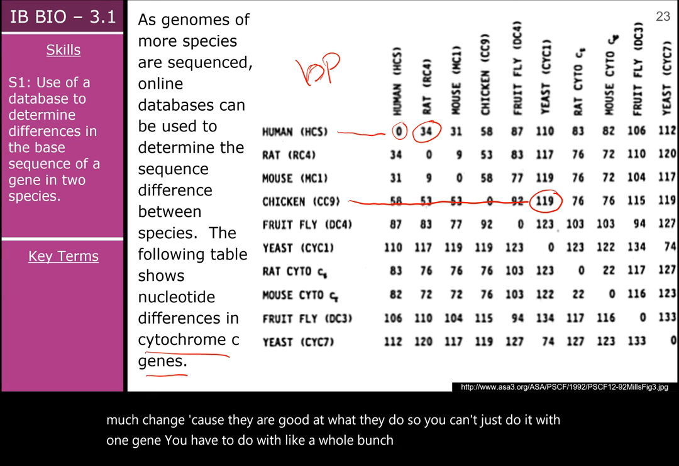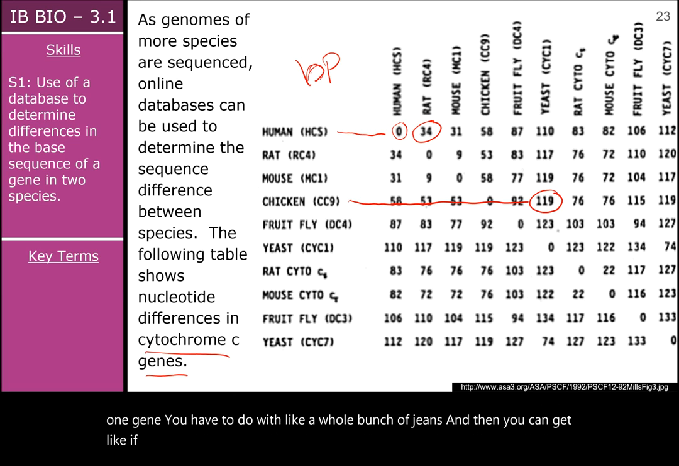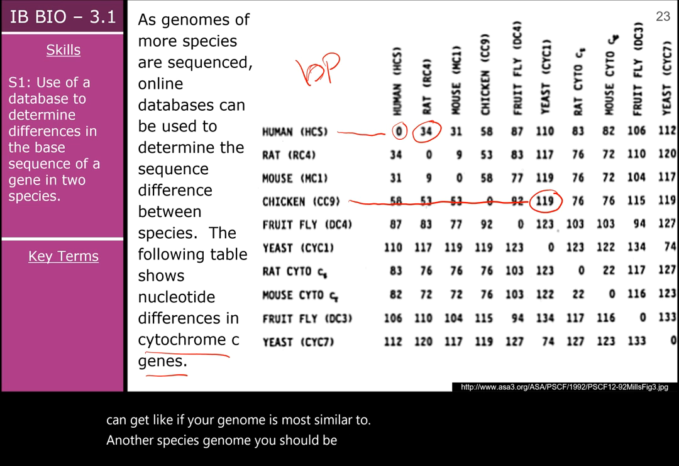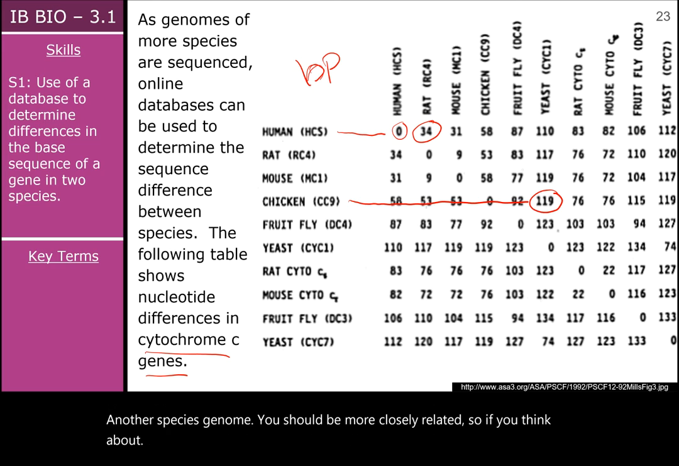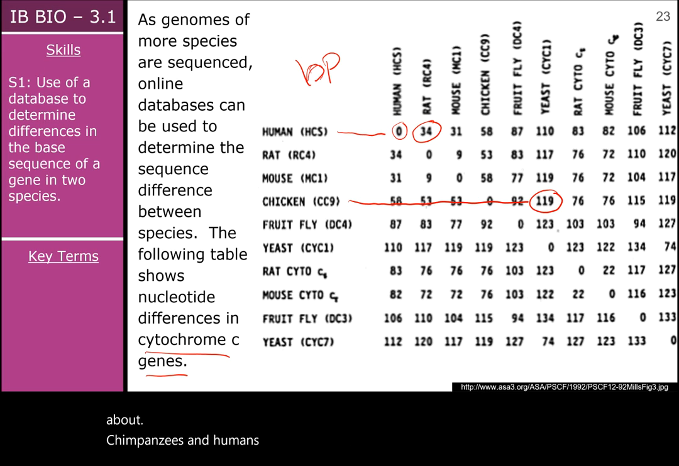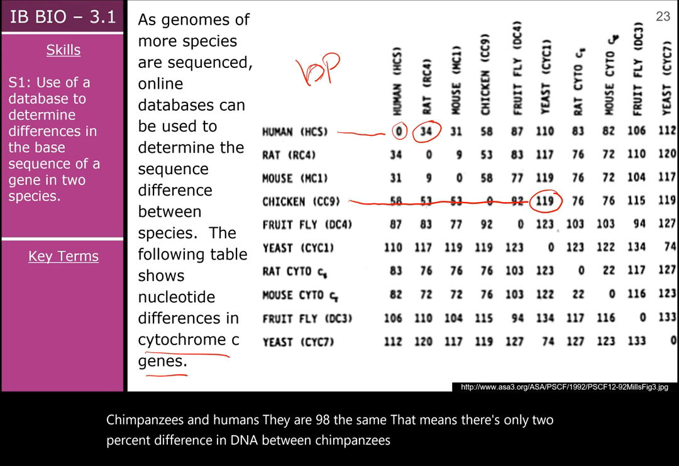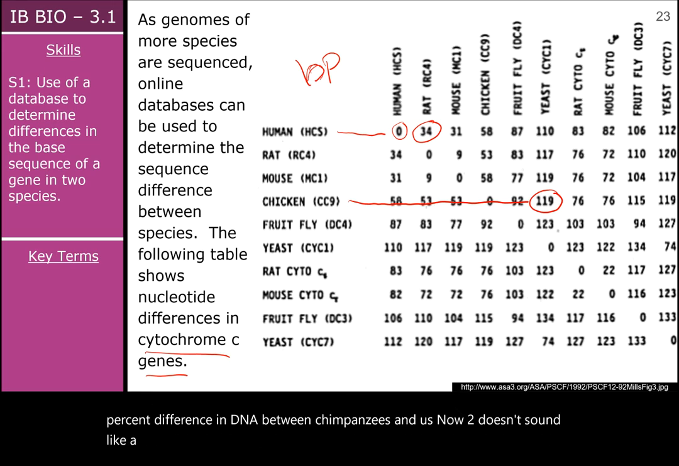And then, if your genome is most similar to another species' genome, you should be more closely related. So if you think about chimpanzees and humans, they are 98% the same. That means there's only 2% difference in DNA between chimpanzees and us. Now, 2% doesn't sound like a whole lot, right? But clearly, it makes a difference.